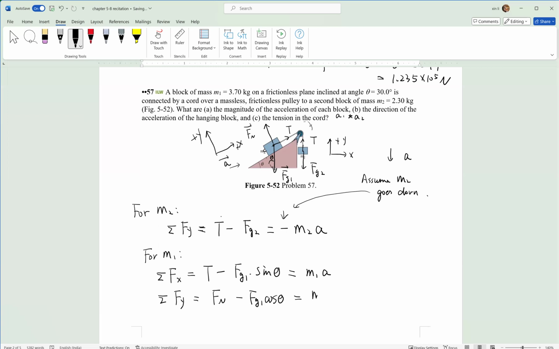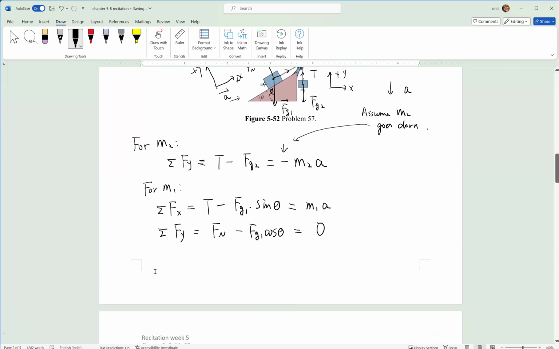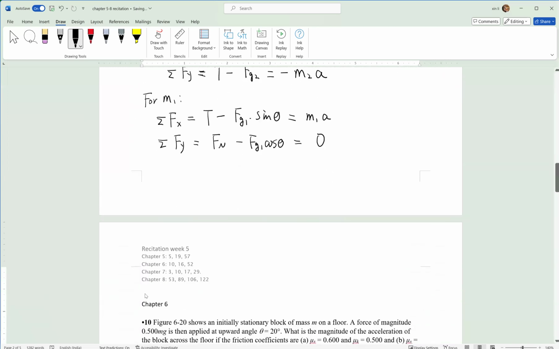And then our net force along y direction, we should have our normal force minus Fg1 cosine theta equals 0, okay, because no motion along y direction. So this is our Newton's second law.